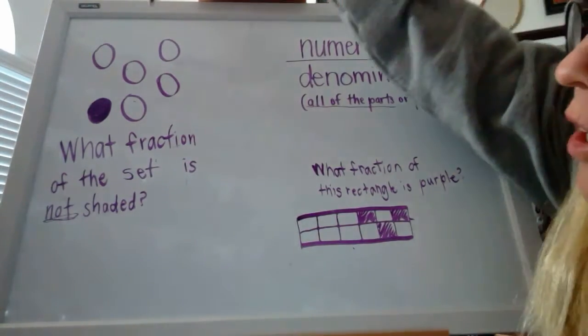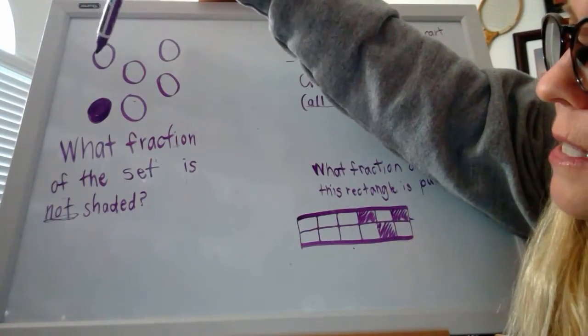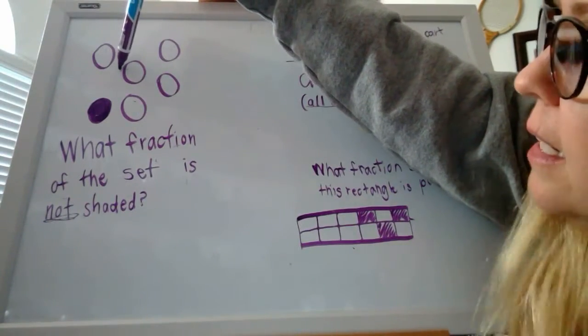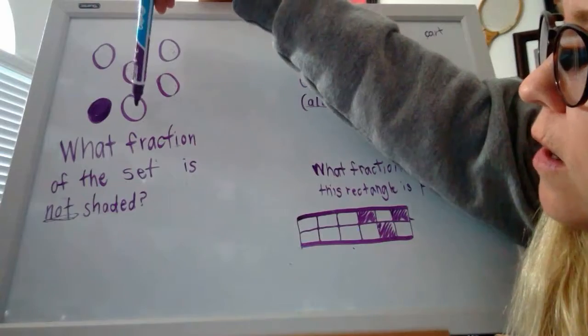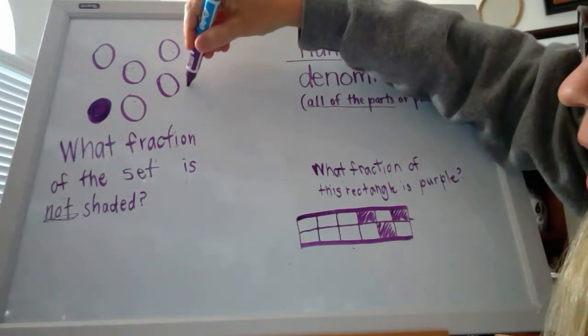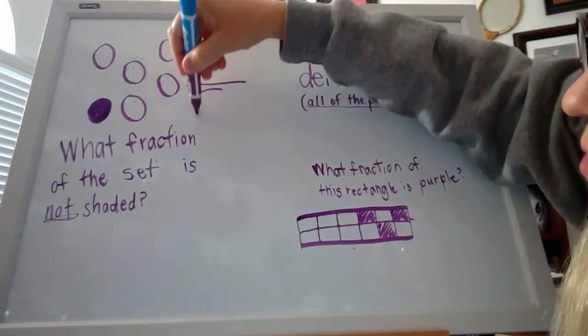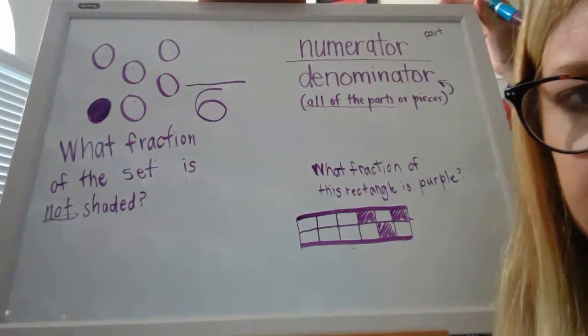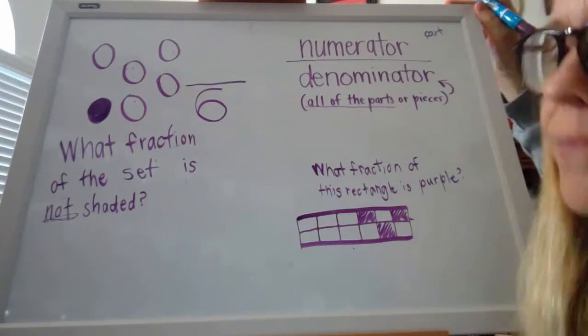So first thing you want to do is count all the bits or pieces. So this set has 1, 2, 3, 4, 5, 6. So my bottom number, my denominator, is going to be the number 6 because there are 6 in all.